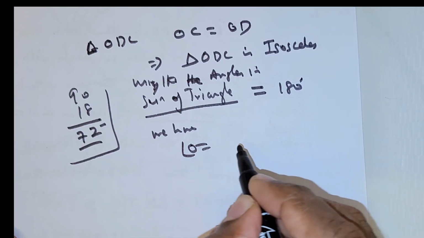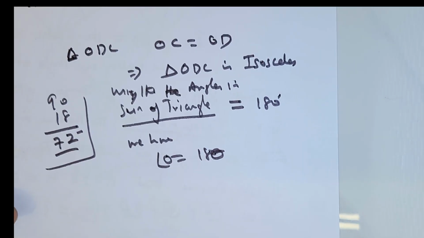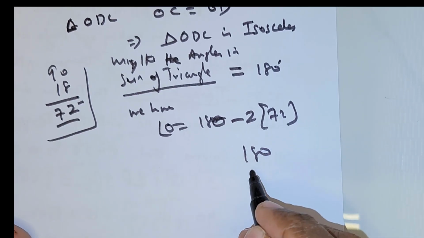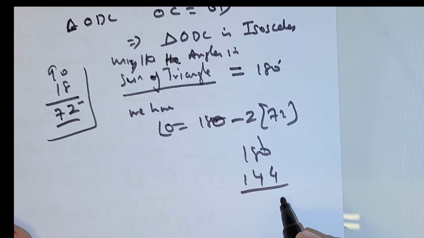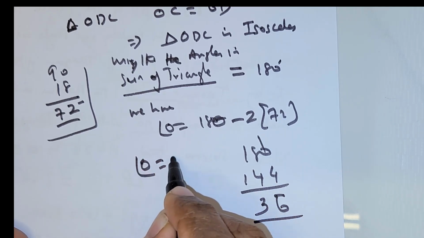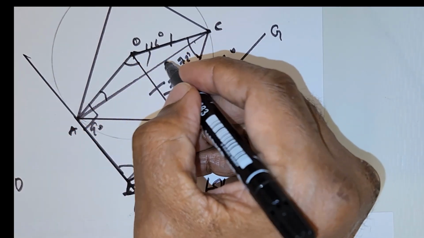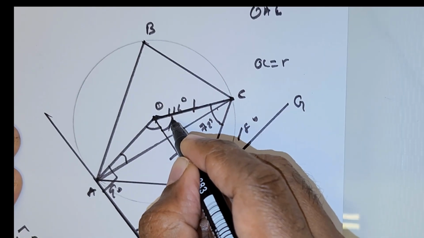So we have angle at O equal to, from 180 I subtract 2 times 72. So from 180, 2 2s are 4, 7 times 2 is 14. Take away 4, you get 6. From 7 you take away 4, you get 36 degrees. So angle at O is 36 degrees. Why do we need this? So this angle is 36 degrees.